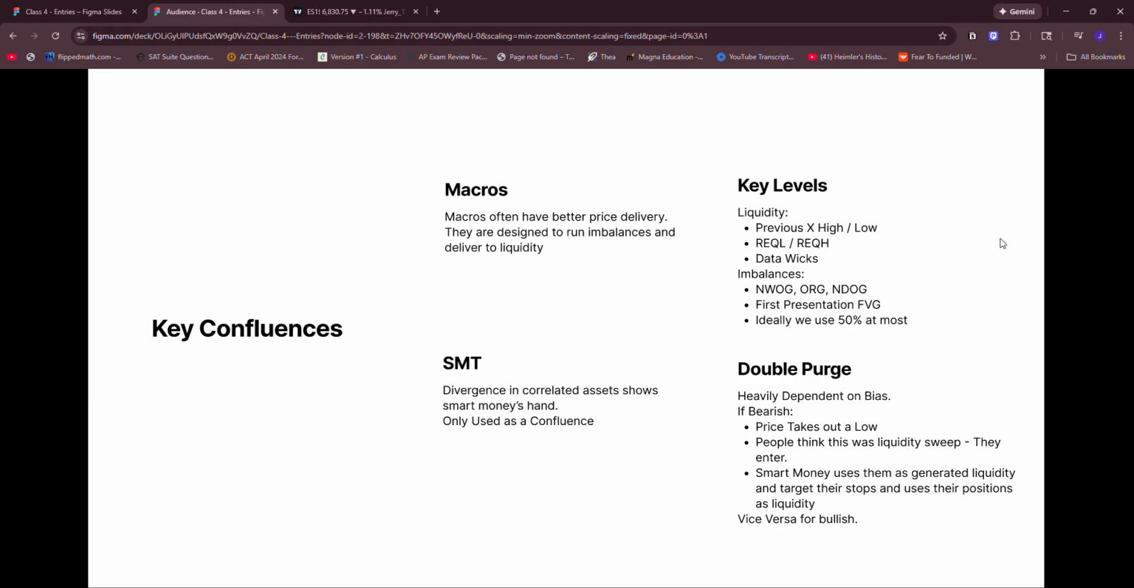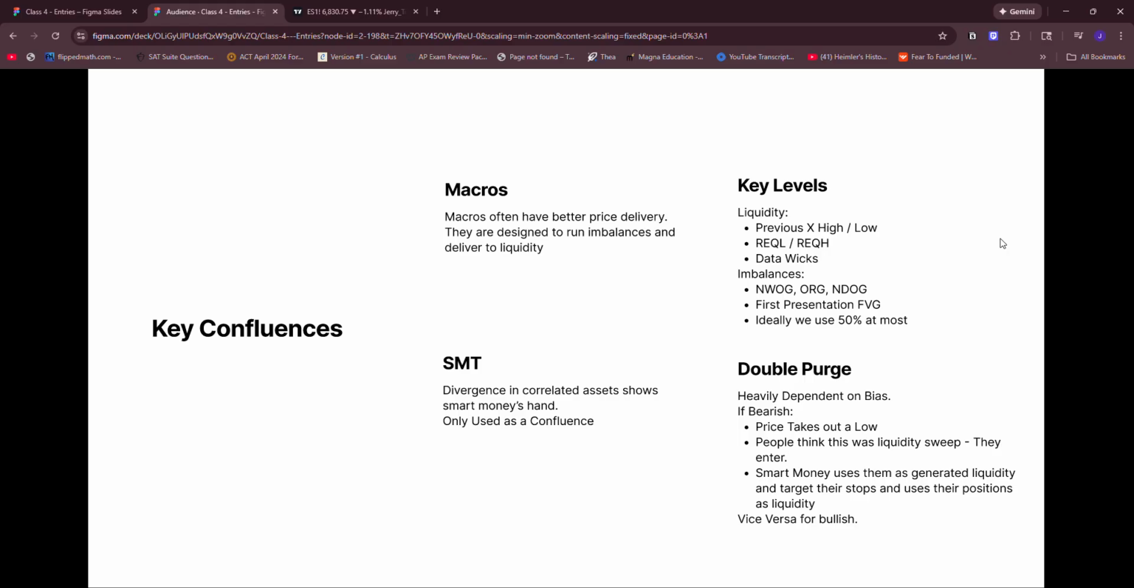And then double purge, right? This is a concept I learned from the MMXM trader, and he has a really good video on this. Basically, it takes the idea of liquidity sweeps, right? So if we're bullish, we want to see price take out a high, right? So it's basically the high or low based off your bias, right? So if you're bullish, you want to see a high again taken out. If you're bearish, you want to see a low again taken out.